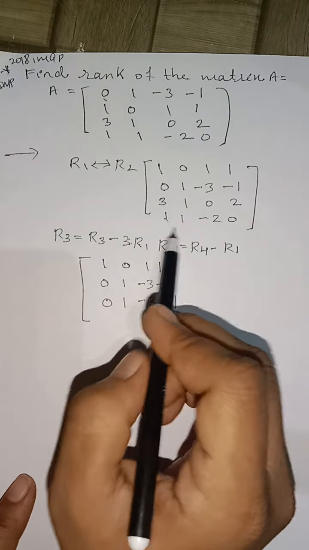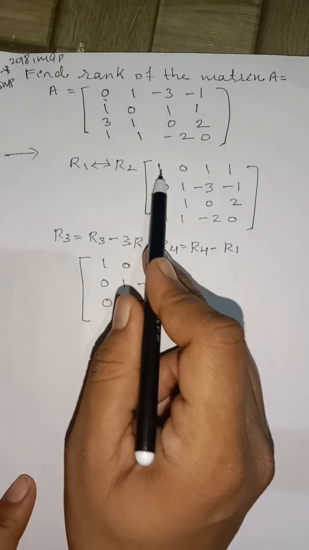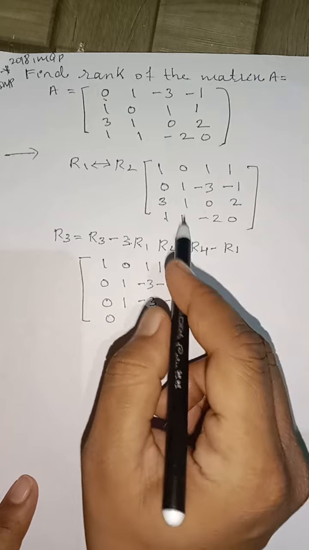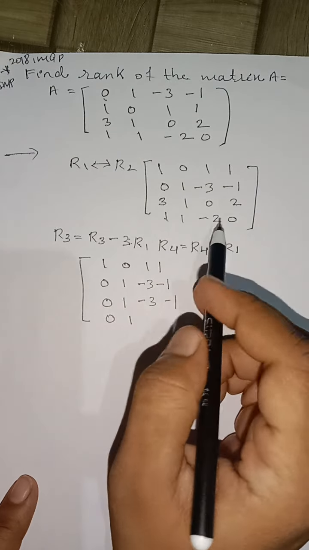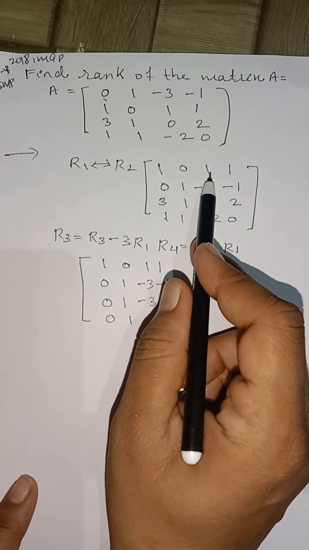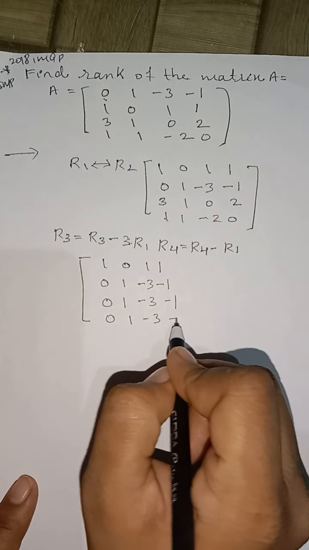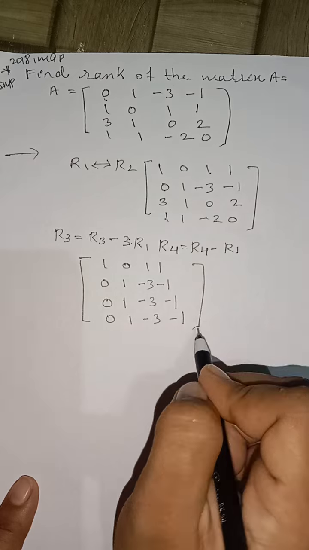Now R4. Here the element is 1 and here also 1, so 1 minus 1 you obtain 0. 1 minus 0 is 1. Then minus 2 minus 1 is minus 3. 0 minus 1 is minus 1. So this is the matrix that remains.